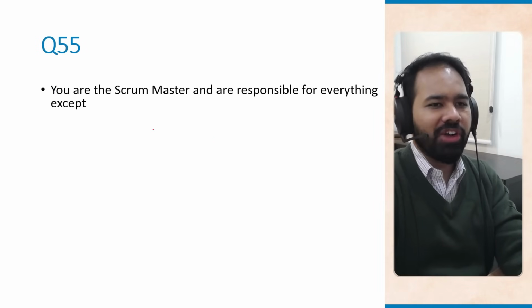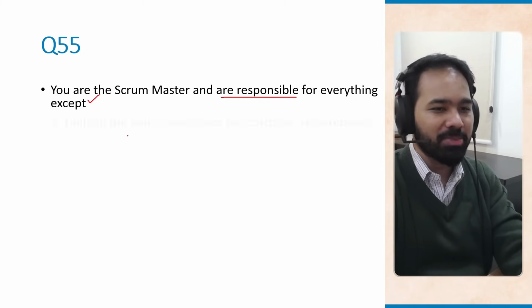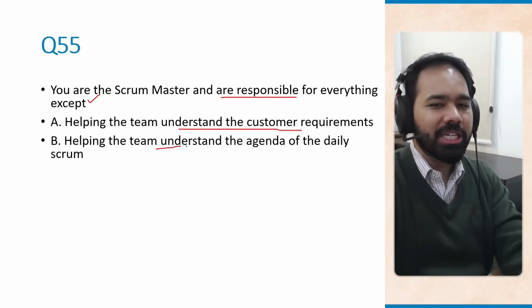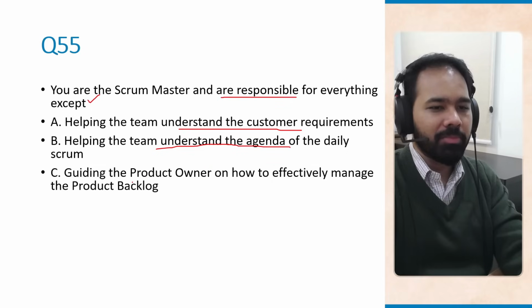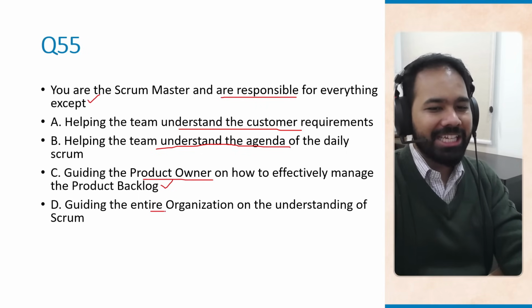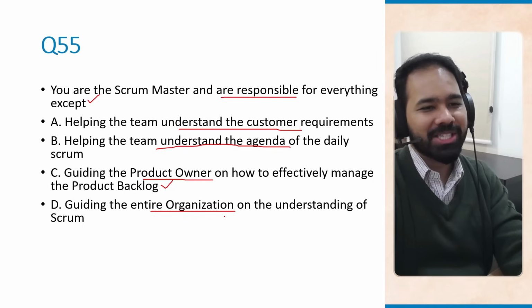Okay, question 55. You are the Scrum Master and are responsible for everything except, which means what is it that the Scrum Master is not responsible for? Helping the team understand the customer requirements, helping the team understand the agenda of the daily Scrum, guiding the product owner on how to effectively manage the product backlog, or D, guiding the entire organization on the understanding of Scrum. What do you think is not your responsibility?